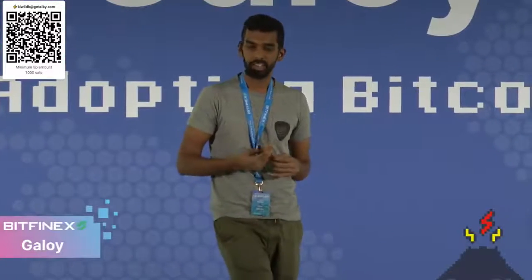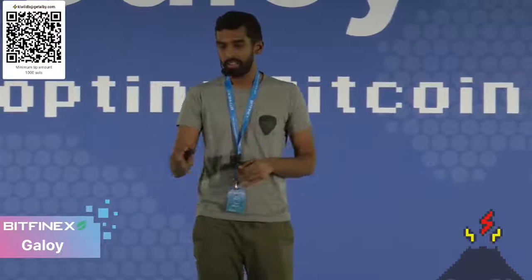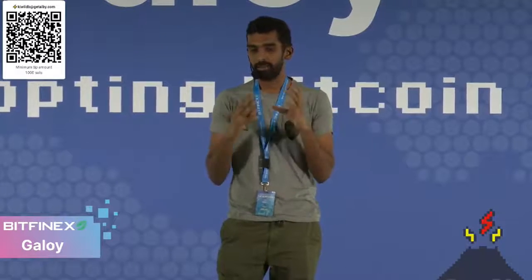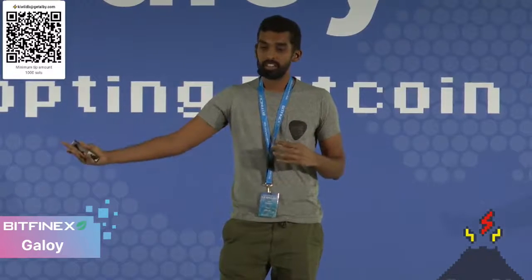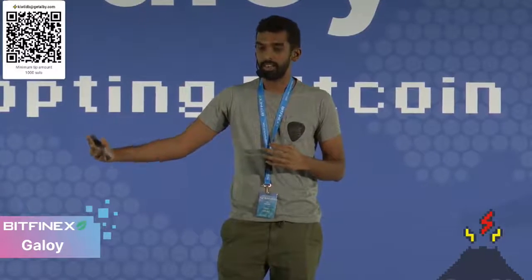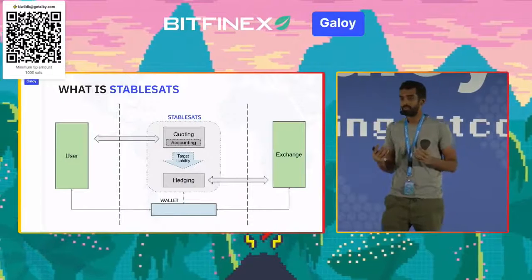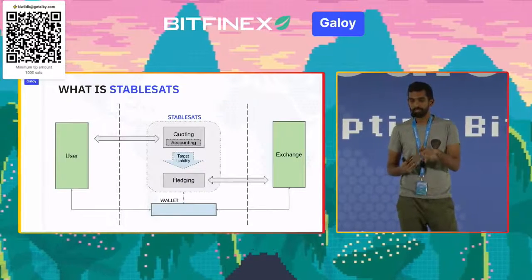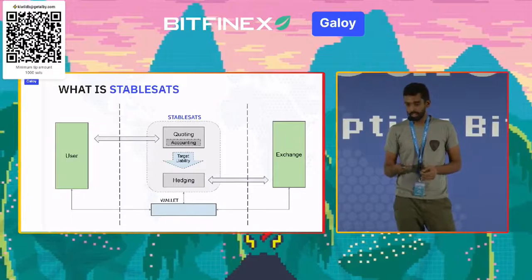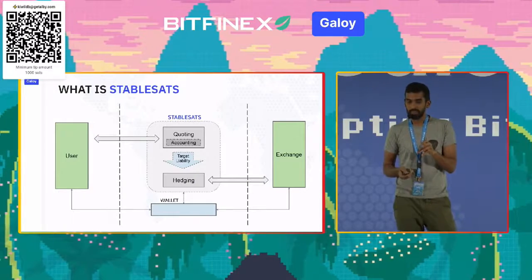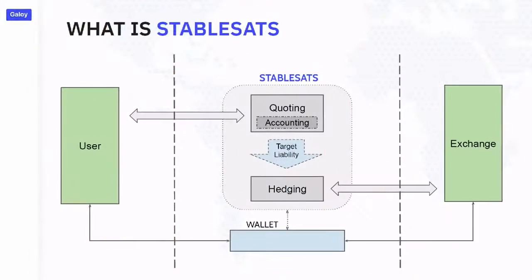It's a high-level representation of how it actually works, and I'll cover the different pieces in more detail in a bit. What we're looking at is the stablesats module in the middle, a user on one side, and maybe an exchange on the other side. It could be any hedging source. This is how stablesats interacts with these two parties. In that middle diagram you have quoting plus accounting, hedging, and then a wallet under it.